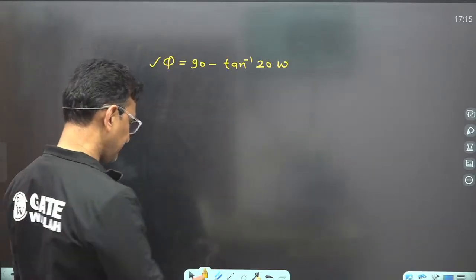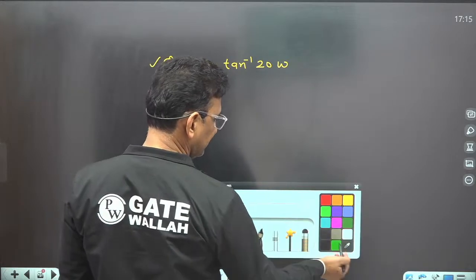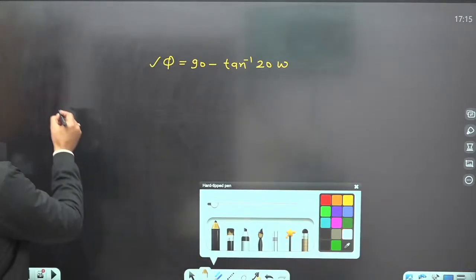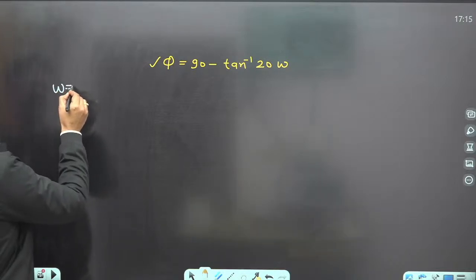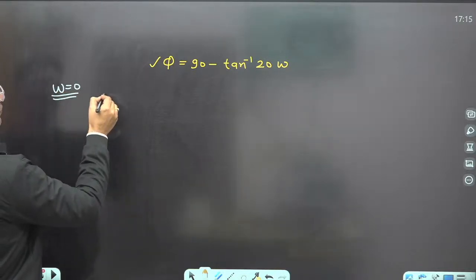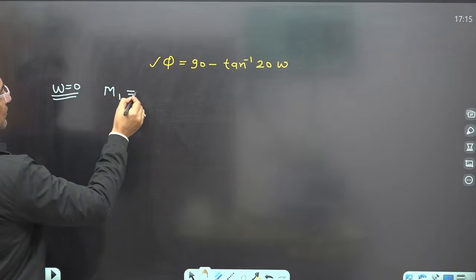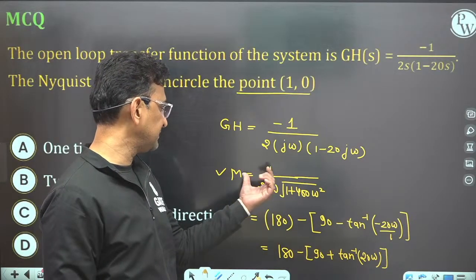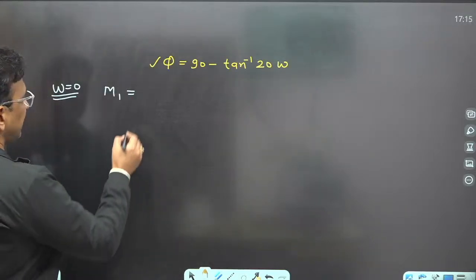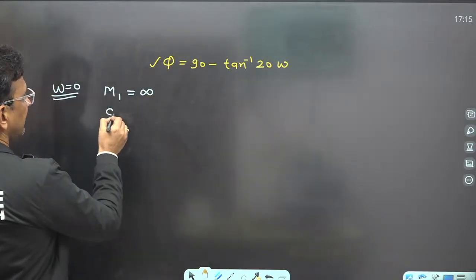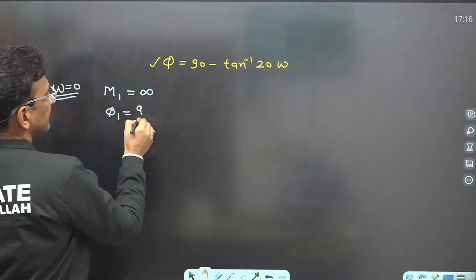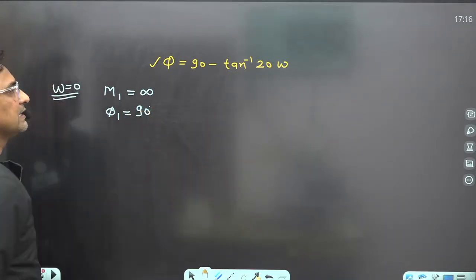So first I am finding out the magnitude and phase angle at two critical frequencies, 0 frequency and infinite frequency. When omega is equivalent to 0, what is the magnitude of the open loop transfer function? If you put omega equivalent to 0, it becomes infinite. So magnitude is infinite. And what is the phase angle? If I put 0 here, it becomes 90 degree. Clear?